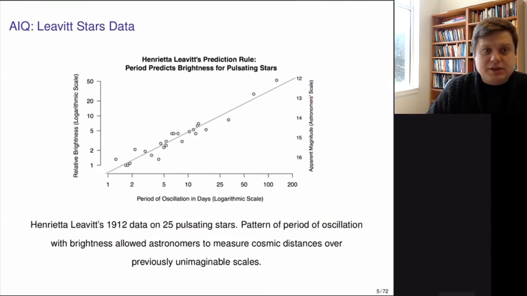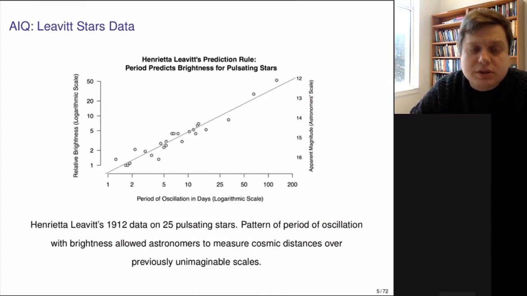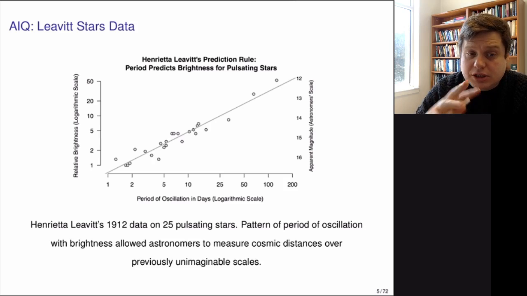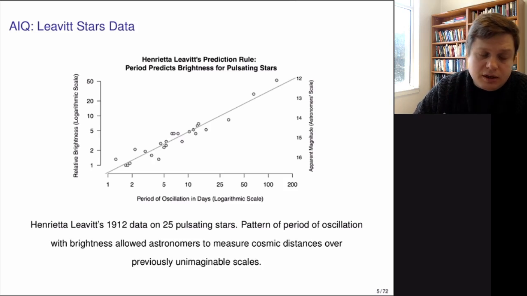So let's look at the first example. Henrietta Leavitt, who was an astronomer at the Harvard Observatory, made this discovery in 1912. She realized that there is a relationship between the period of oscillation of pulsating stars and their luminosity. A pulsating star is a star that changes its luminosity in time: it becomes brighter, brighter, brighter, then goes dimmer, dimmer, dimmer, then brighter again, then dimmer.